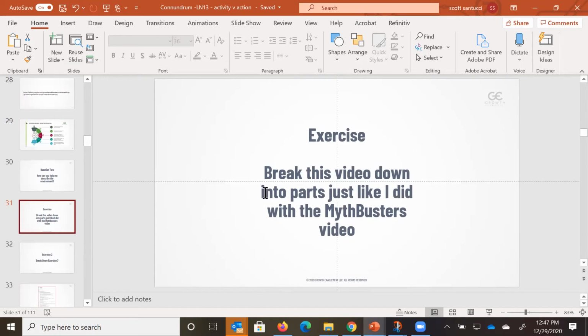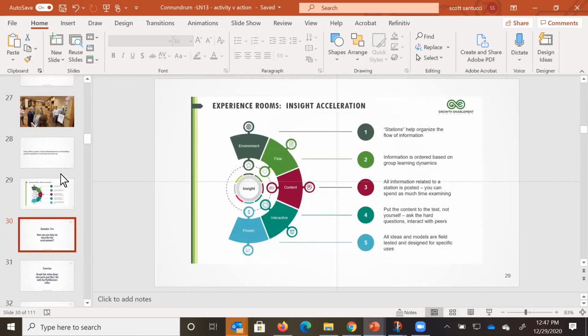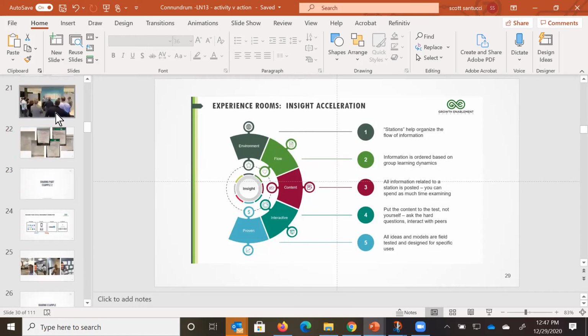The purpose of the exercise is to break this video down into parts so that we can learn by doing and learning from each other, by all of us reacting to the same things at the same time, so that we have the ability to have these kinds of experiences.